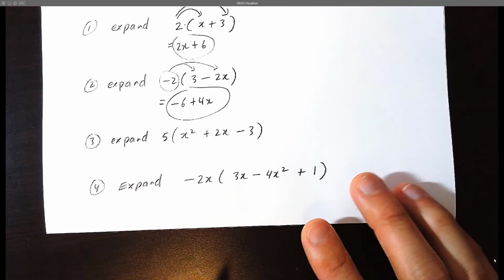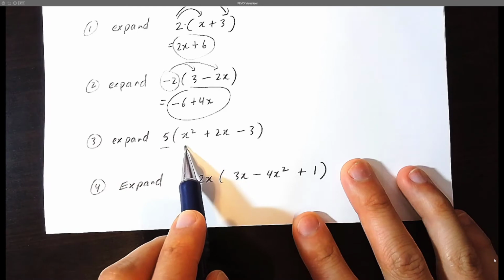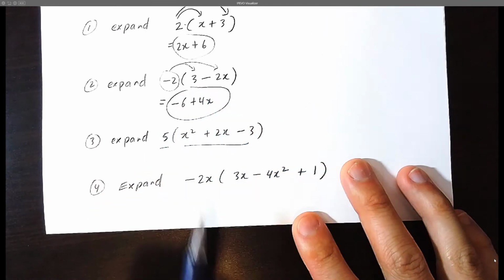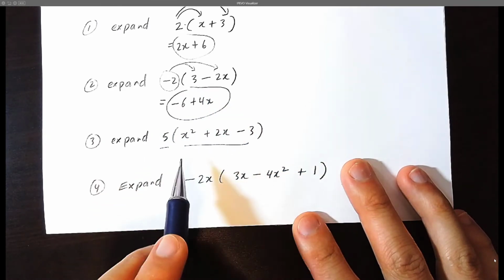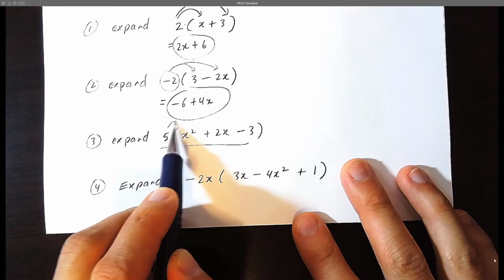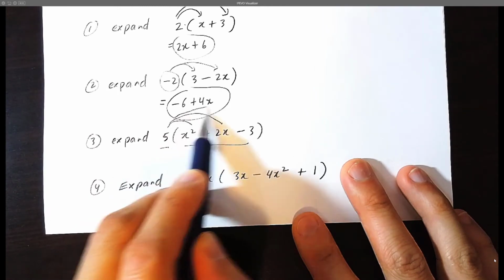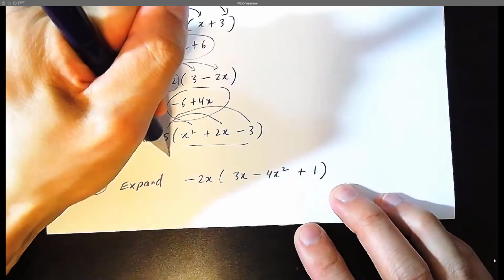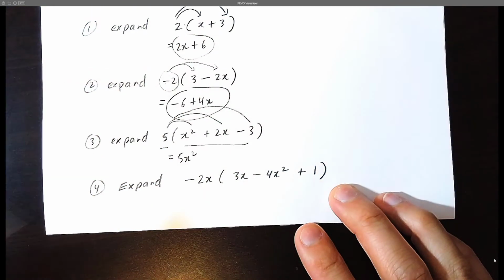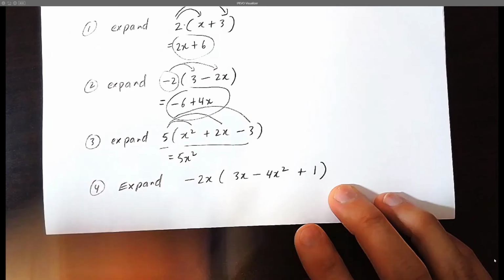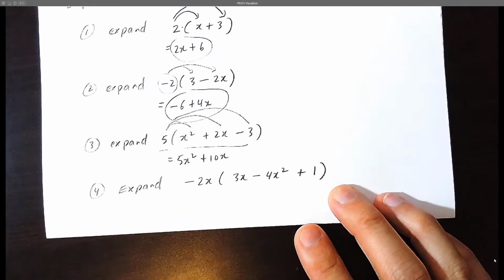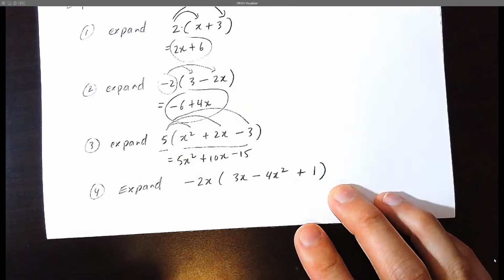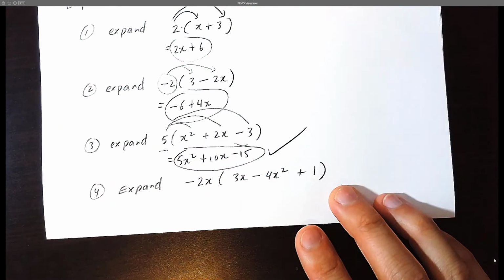So for question number 3, we now have a constant multiplied by a trinomial. So whether you have 3 terms, trinomial, 2 terms, binomial, or even 1 term, monomial, these are all polynomials, and we know how to expand these out. You feed the dog, you feed the cat, and you feed the bird. 5 times x squared is going to be 5x squared. 5 times positive 2x is going to be positive 10x. And finally, 5 times negative 3 is going to be negative 15. So we got another one.